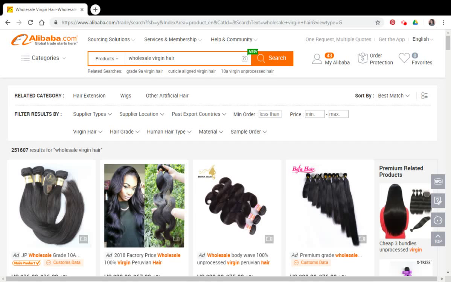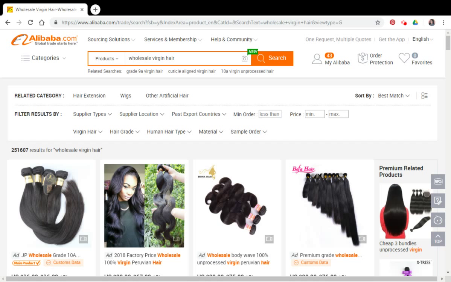Alibaba.com, and today I will show you how to find manufacturers, also known as vendors, also known on this website as suppliers of machine weft hair products.